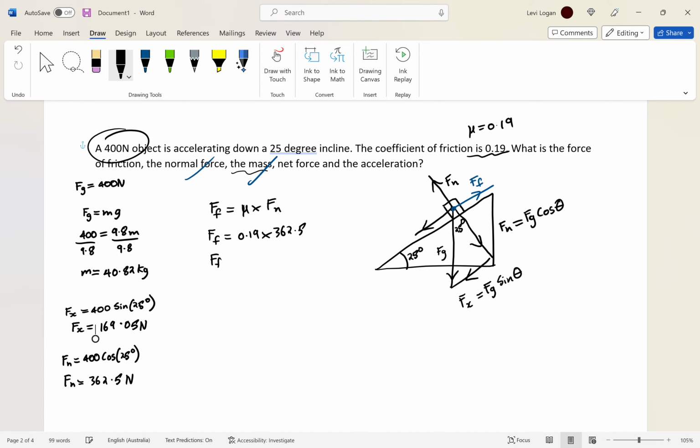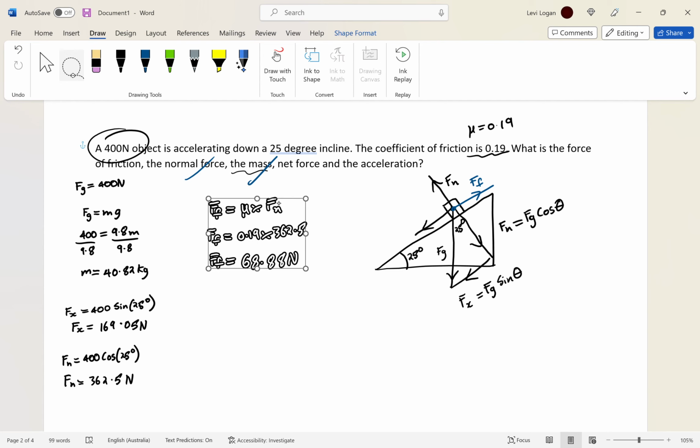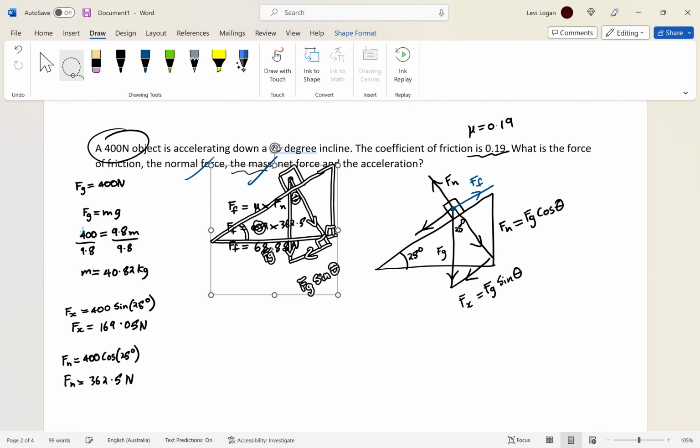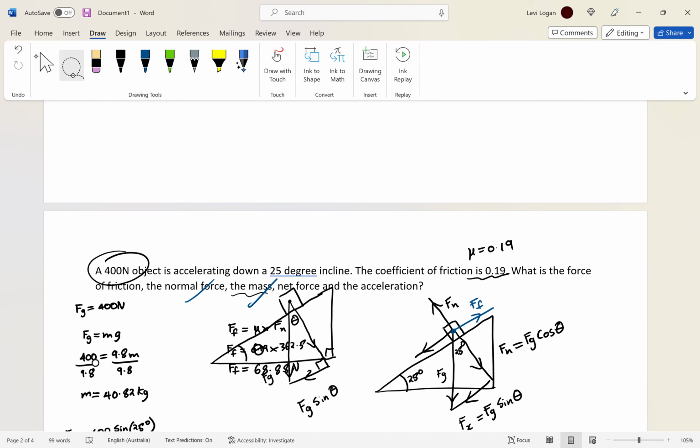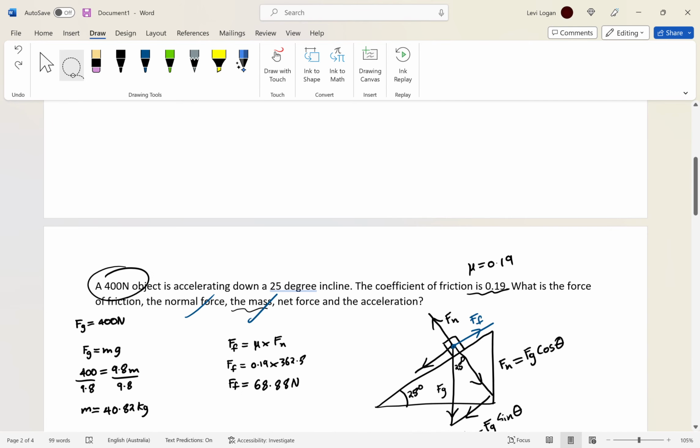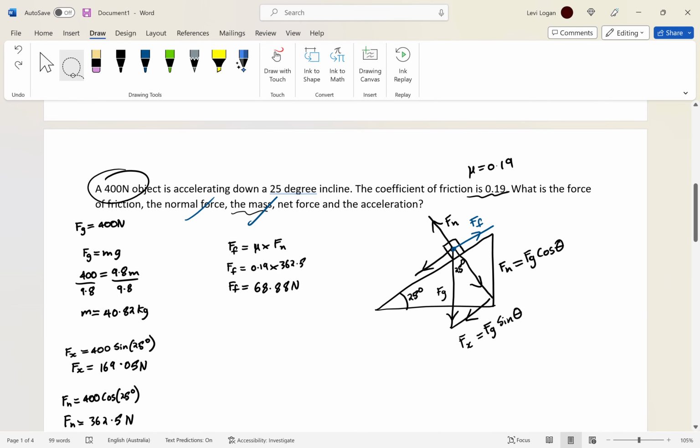So we're going to have a frictional force of 68.875 newtons. Actually, let's just round that, so it's going to be 68.88. Make that a bit smaller so it's not in our way. Oh, what the heck? I think I just brought that down. Hold up. Let's keep that up there. Sorry. Alright, so I've worked out the frictional force, the normal force, and the mass.